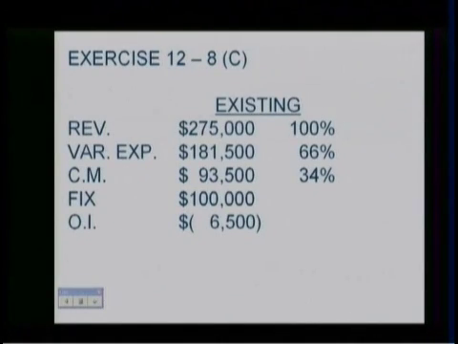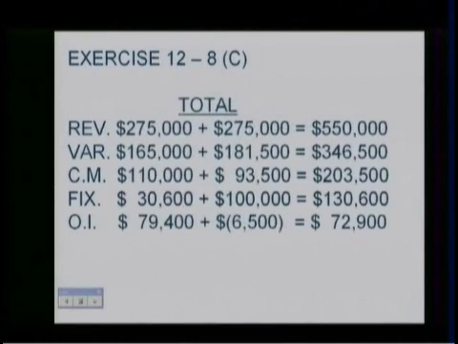So what happens if you combine these two, the new one and the existing one? You get a total for the two pieces, what they've got now and what they want to add. They get revenues of both. You just add up the revenues for both, add up the variable expenses for both, the contribution margins for both, and the fixed expenses. And then you can net out the operating income from the new product against the operating loss from the existing product, and you will still have a profit of $72,900.